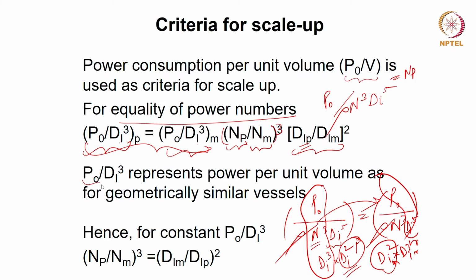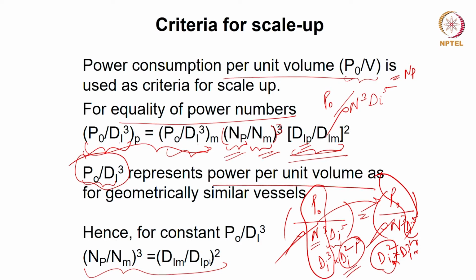Now P0 by Di cube, as I mentioned earlier, represents your power per unit volume for the geometrically similar vessels. Now this is the scale up criteria, which means at the prototype and the model type, we can consider that these are the same. So then if we keep this as a scale up criteria, then we can relate the impeller speeds at the two levels with the diameter of the impellers at the two scales. So the correlation between the two variables comes out to be Np by Nm to the cube is equal to Dim by Dip to the square. So we have rearranged this portion in this form given here as this equation.